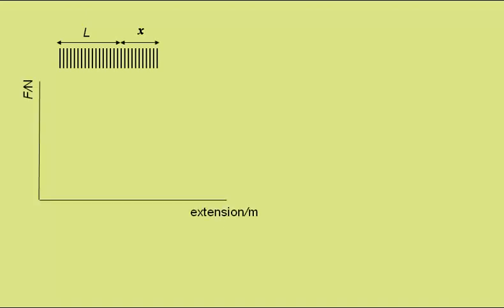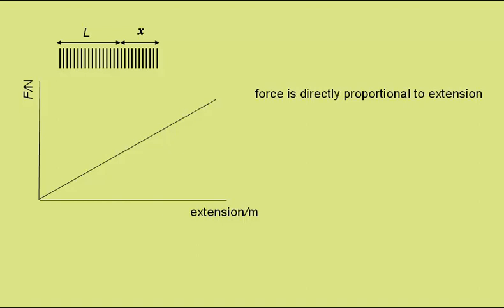Hooke's law. Here we have a spring of length L. If we apply a force to extend the spring by an amount x, and then plot a graph of the force applied against the extension, we get a straight line through the origin. This shows us that force is directly proportional to extension. This is Hooke's law, which we can write like this.